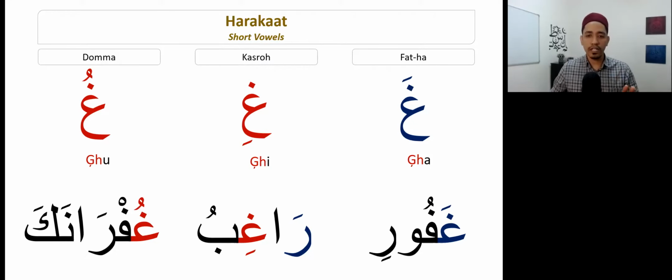Ghufranaka. And this we all say in our dua after salah. Ghufranaka Rabbana wa ilayka al-masir. Ghufranaka. So we have a sukoon. Ghufranaka. The ra is supposed to be heavy, because it's full. غفرانك. غفرانك. Okay.